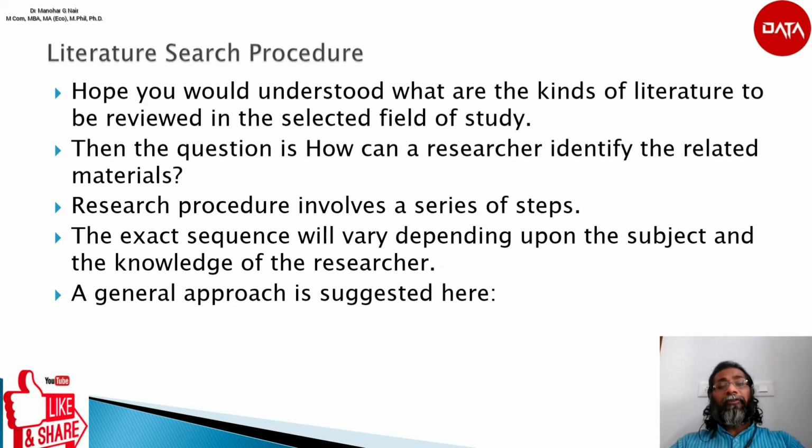What are the kinds of literature to be reviewed in the selected field of study at different stages? Then the question is, how can a researcher identify the related materials? Research procedure involves a series of steps. The exact sequence will vary depending upon the subject and knowledge of the researcher. A general approach is suggested here.